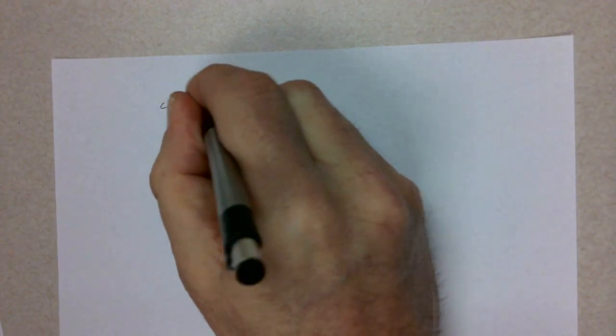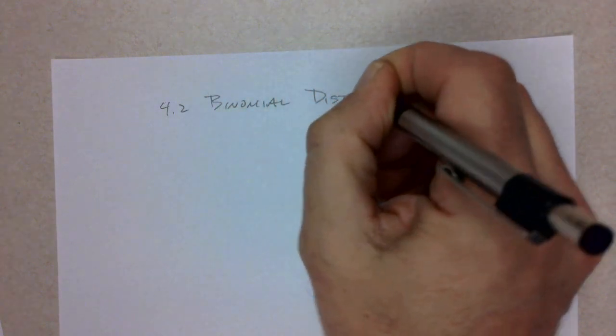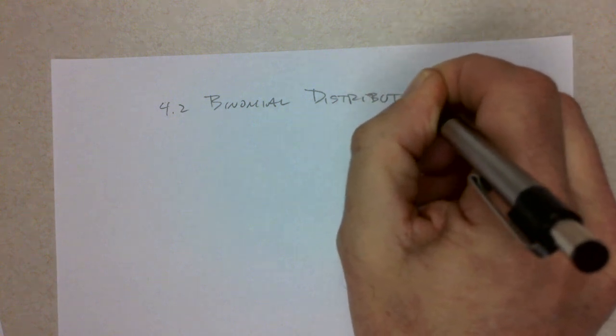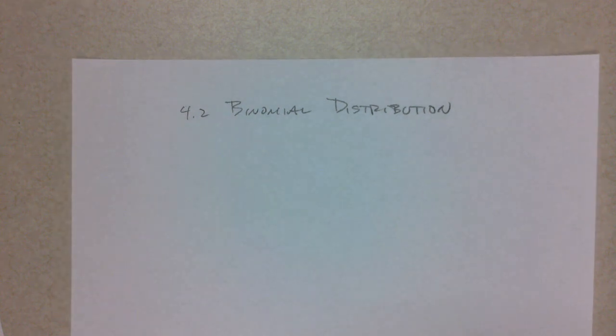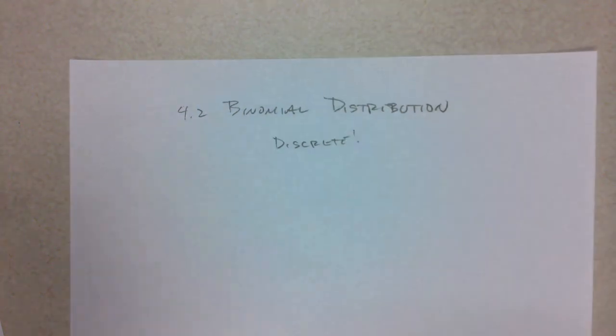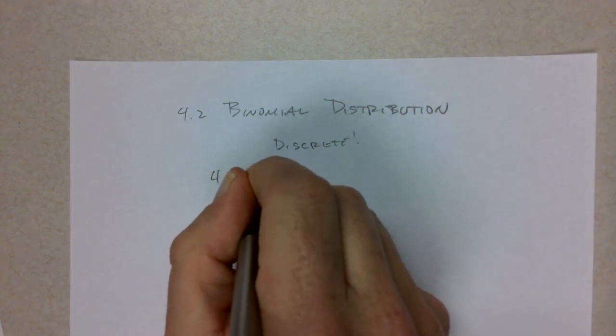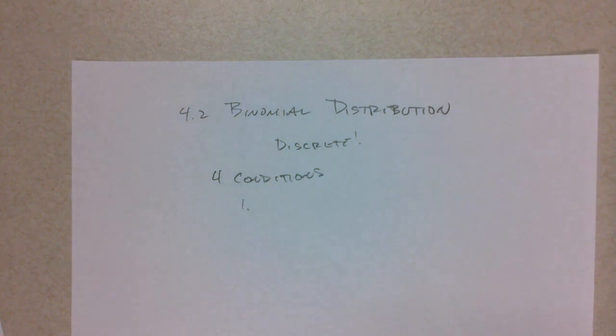Now, 4.2. We talked about the binomial distribution. All right, so when you see binomial, you know this is a discrete probability distribution. Okay, and there's 4 conditions. And I'm going to abbreviate them because you have them in the notes.